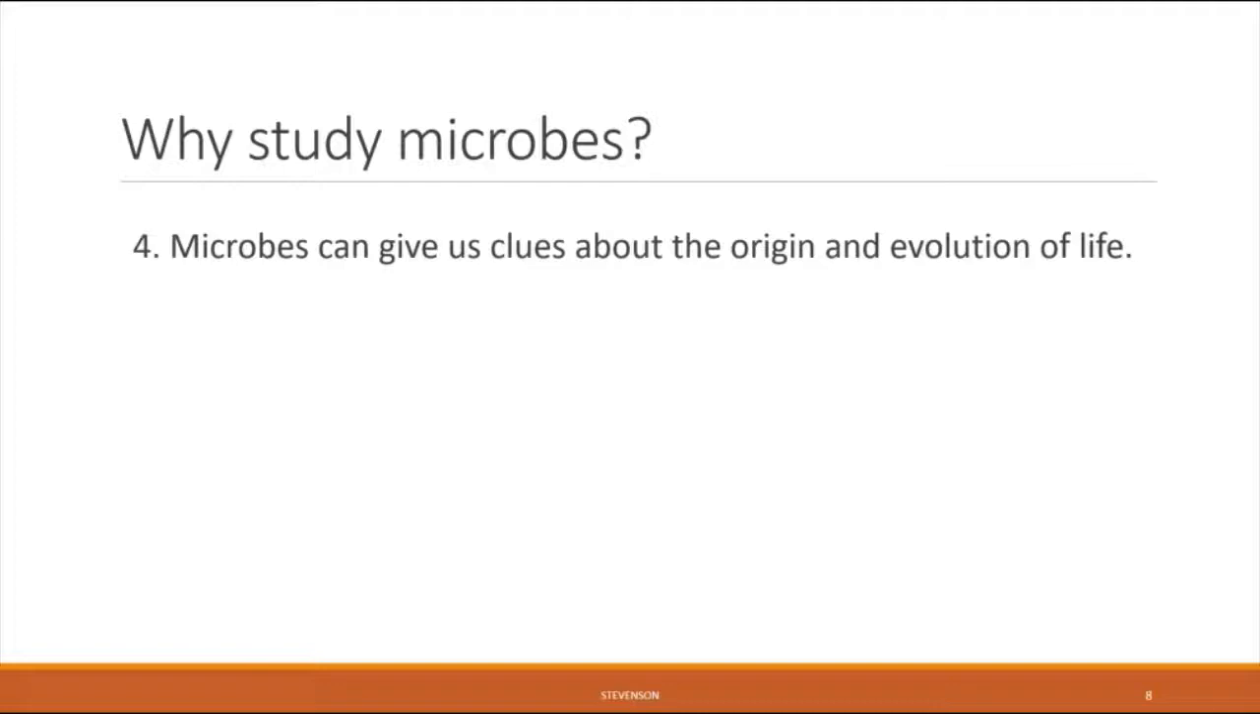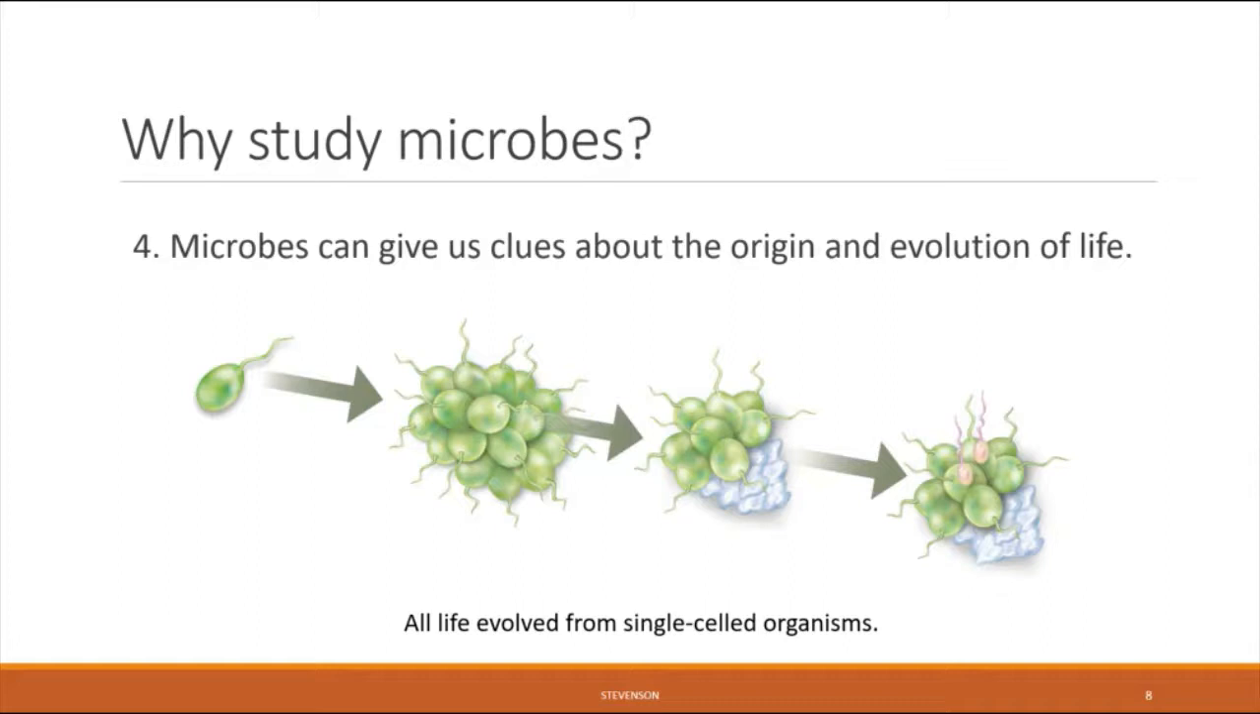A fourth reason why it's important to study microbes is because microbes can give us clues about the origin and evolution of life. We've learned a lot about evolution so far. But what we didn't learn is that all life is thought to have evolved from single-celled organisms, which eventually conglomerated into multicellular organisms and developed the levels of complexity that we see in life today. And as we talk about microbes today, we're going to see an example of an interesting type of microbe that can give us some clues as to how single-celled organisms might have evolved and adapted into a multicellular form.